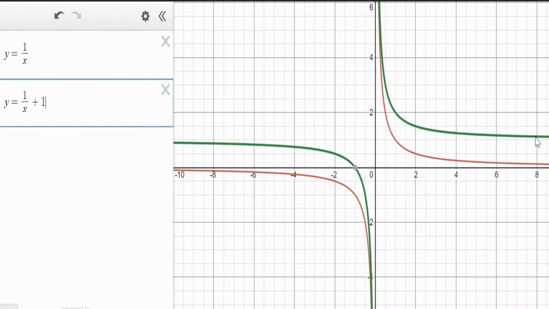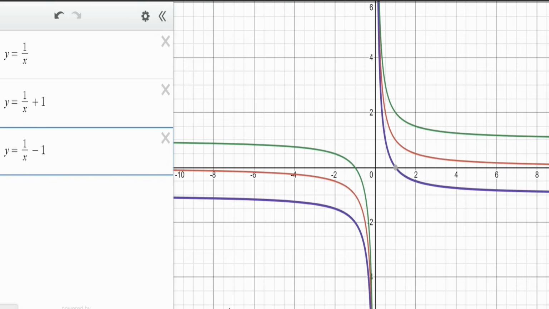So see here, your new asymptote is going to be what? Your new asymptote is going to be positive 1. When we say negative 1, the graph moves downwards. Do you see the purple graph? So from the mother graph, which is the red one, it moves 1 unit down.